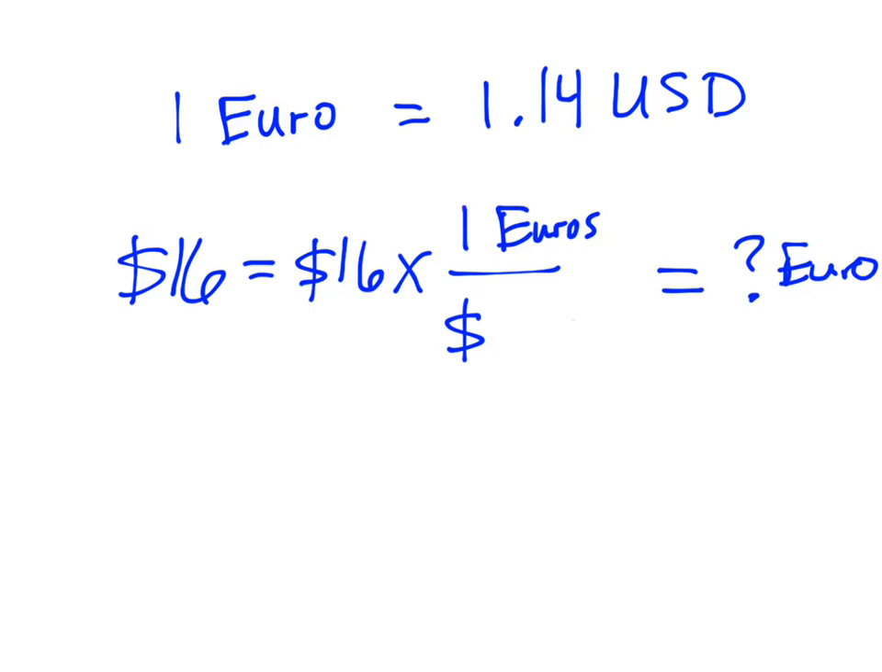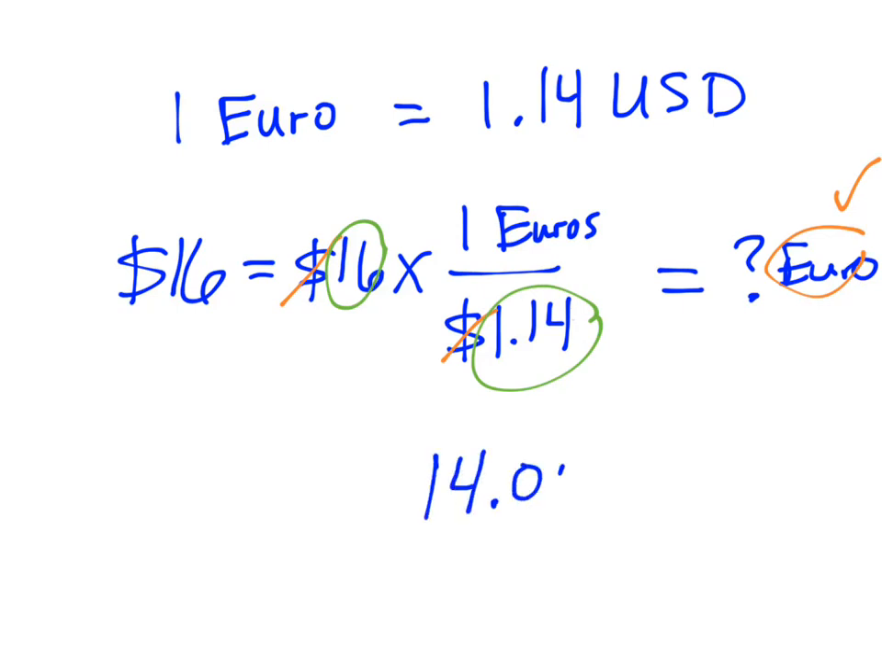So in this case, it would be 1 euro and $1.14. All right, so dealing with the units first, dollars cancel, and that does give me euros. So it looks like this is set up correctly. And then you can go back and do the numbers, which would be 16 divided by 1.14, and that's going to give about 14.04 euros.